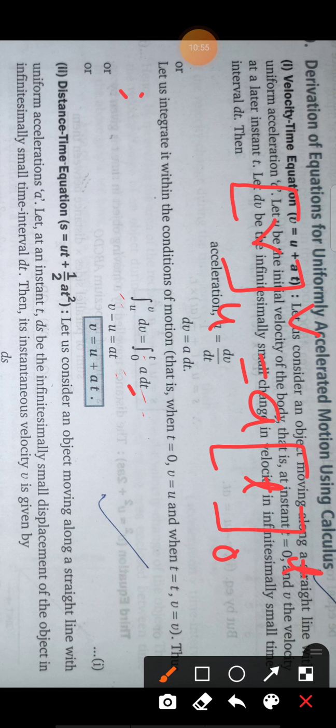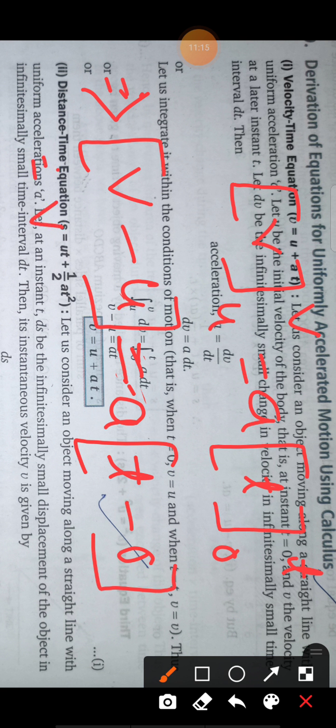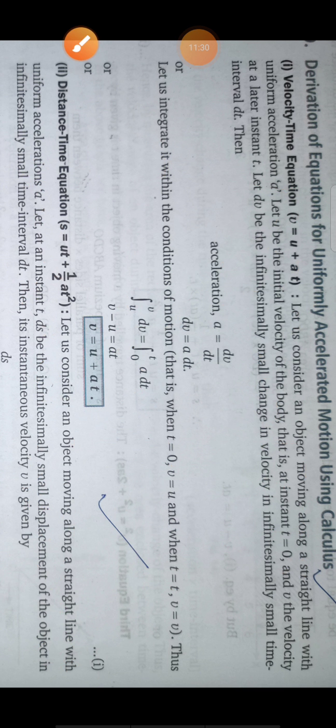So first, in place of v you have to write v, minus in place of v you have to write u. So v minus u is equal to a into, first you put upper limit t, minus lower limit 0. So that means v minus u is equal to at. Now if you take minus u to the right side, it will become plus u. So v is equal to u plus at. So this is your first equation of motion, derived using calculus.